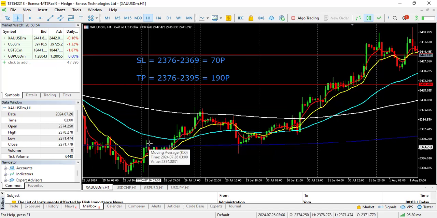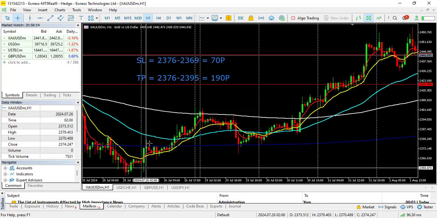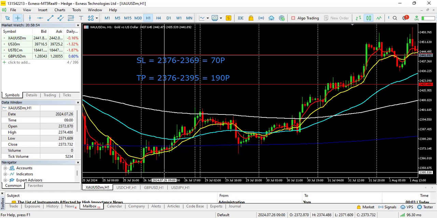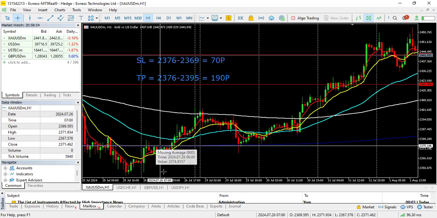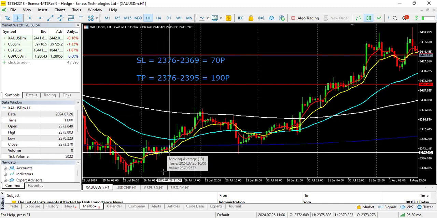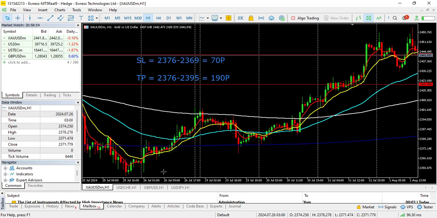The open of this candle was 23.74. And then what was the low? 23.55. Okay, that's quite a lot. That's about 190 pips. So if you don't want to enter it, it's actually valid not to enter it. So you can wait till early in the morning and see what happened.